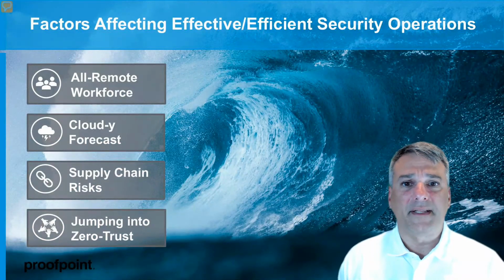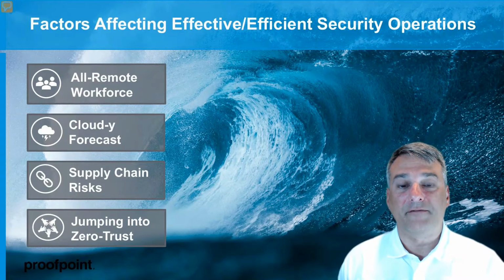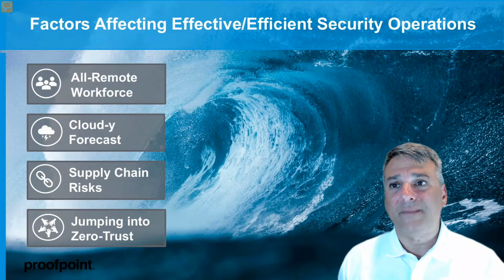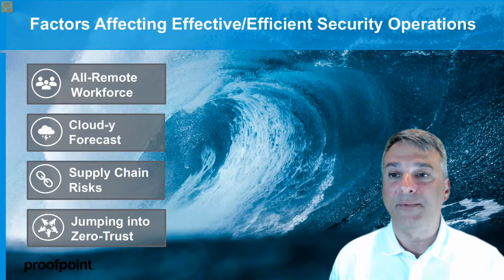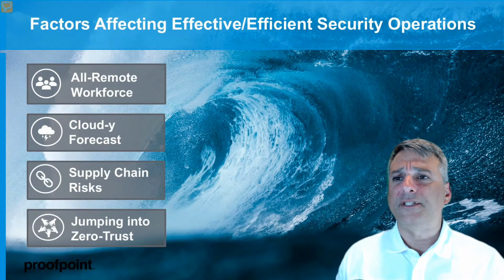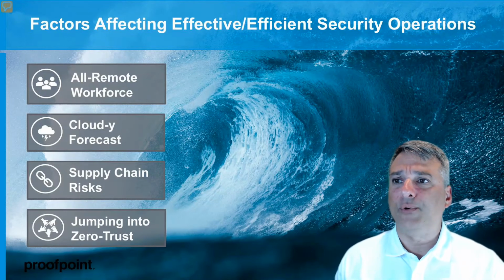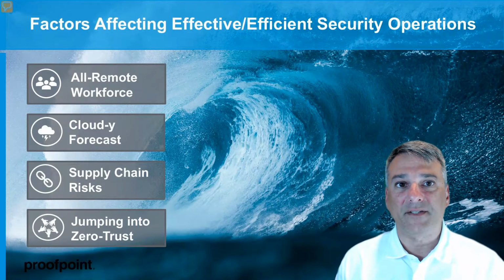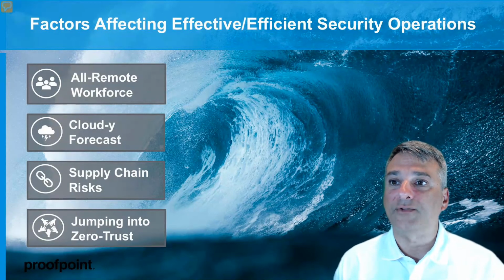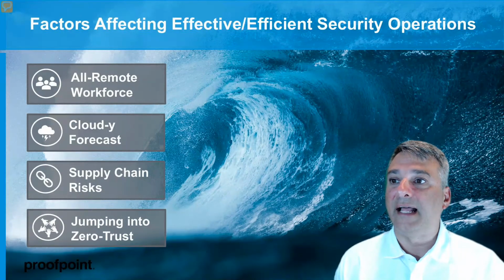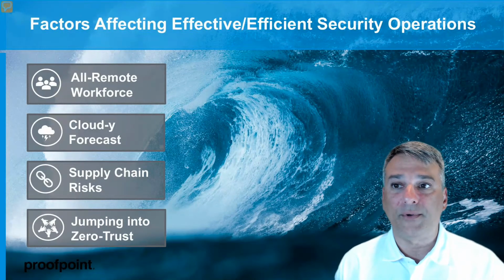So what are the factors that affect an effective or efficient SOC? I call it the flash flood of security events, hence the water-based theme that we have behind us. First is the all-remote workforce. There are more endpoints on unmanaged, untrusted networks. Our home network is definitely not as robust or as managed as a corporate network. In fact, a BitSight 2020 survey said that a home network is 3.5 times more likely to have at least one family of malware than a corporate network.